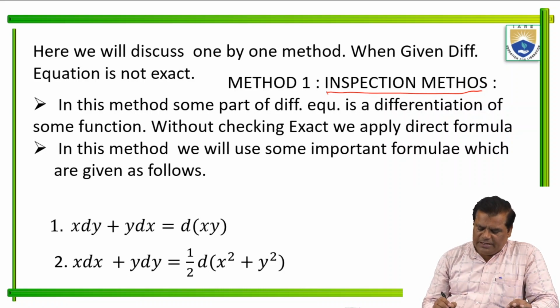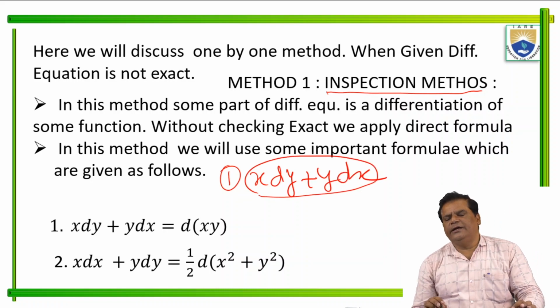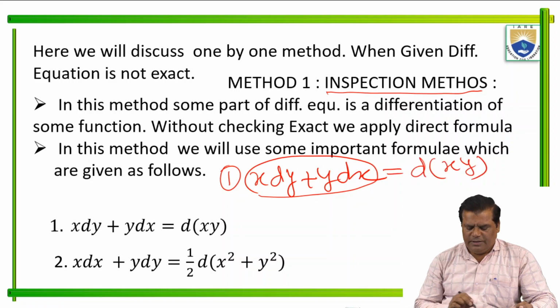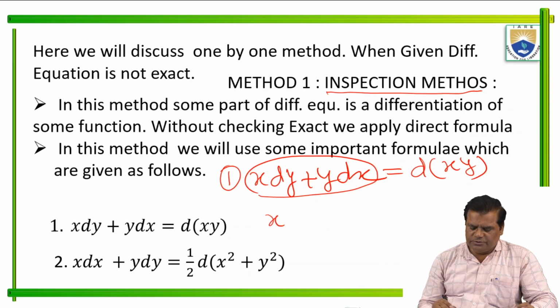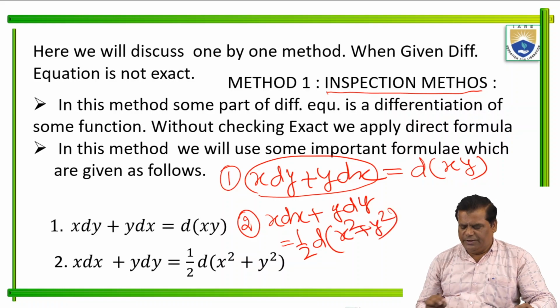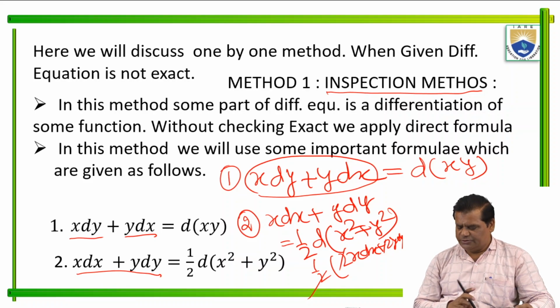Now the formula is, suppose here x dy plus y dx. This result, written in any differential equation, we can write as differential of xy. The next formula is x dx plus y dy, so we can write this as 1 upon 2 differential of x square plus y square. Because if we differentiate this result, we get 2x dx plus 2y dy. So 2 is cancelled, x dx plus y dy.